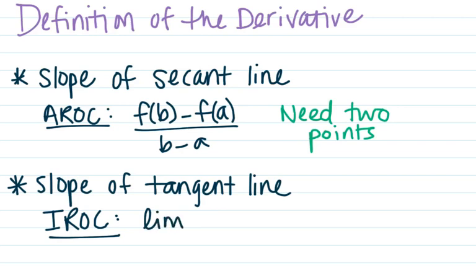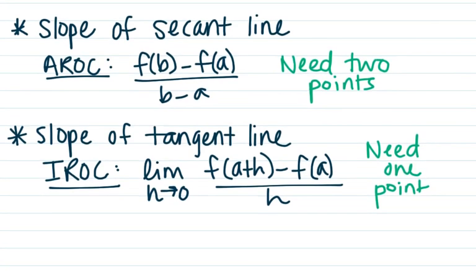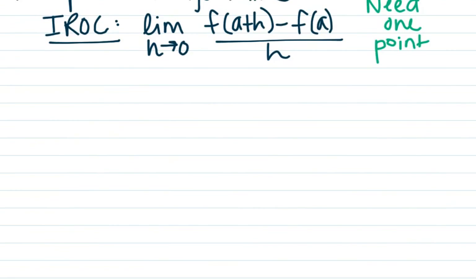What we were finding the limit of was the limit as h approaches 0 of the function f of a plus h minus f of a all over h. And using this limit allows us to only have to know 1 point in order to find an instantaneous rate of change. Okay, and so a quick visual to help put those back together.